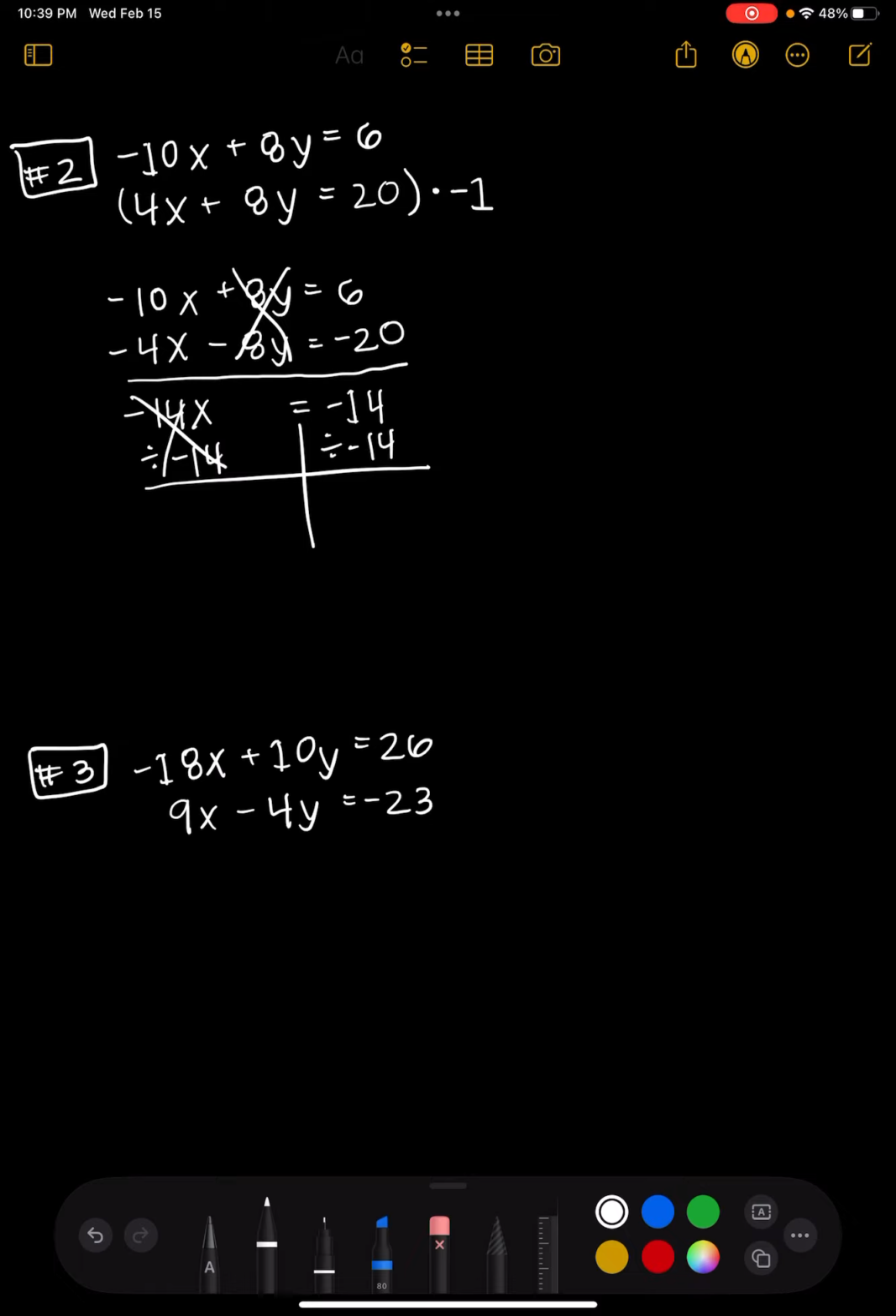The 14s cancel out over here. We're just left with x. And then on this side, we have negative 14 divided by negative 14, which gives me 1. So now I know x is equal to 1. That's great. What we're going to do now is actually solve for y, right? Because we only have half of our answer.